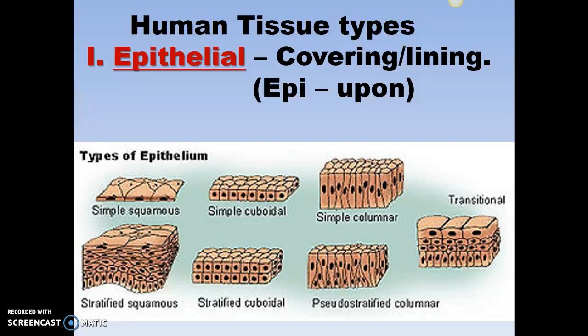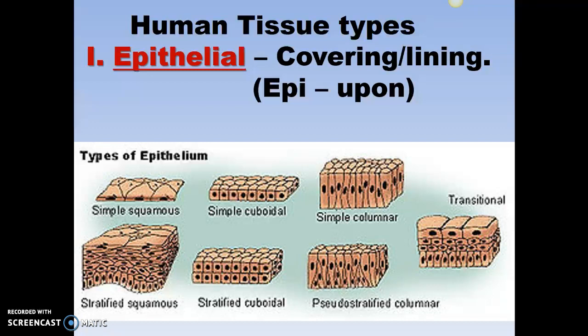Stratified means layered. Honestly, three of the four at the bottom are stratified. The stratified squamous epithelial is stratified, and you can see they flatten out as they reach the top. That's your skin. The flat cells eventually slough off to make dust. The stratified cuboidal, it's more than one layer of cuboidal. This is the last time you hear me talk about that in this unit, so I won't test you over it.